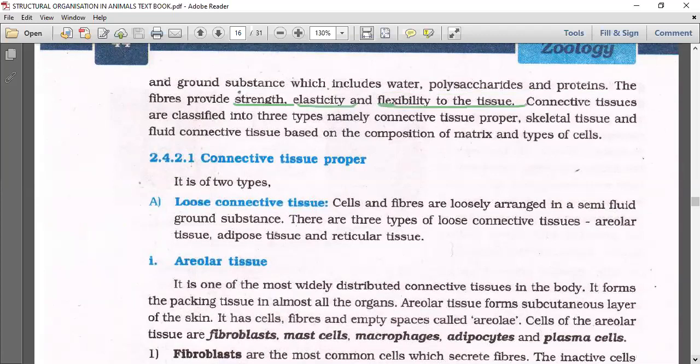The fibers provide strength, elasticity, and flexibility to the tissue. As we have seen, strength is provided by collagen fiber, and elasticity and flexibility are provided by elastin fiber.